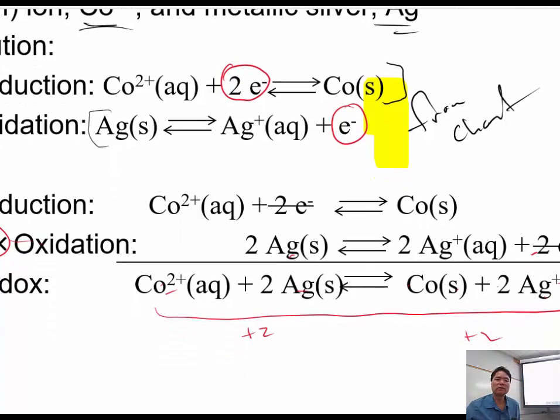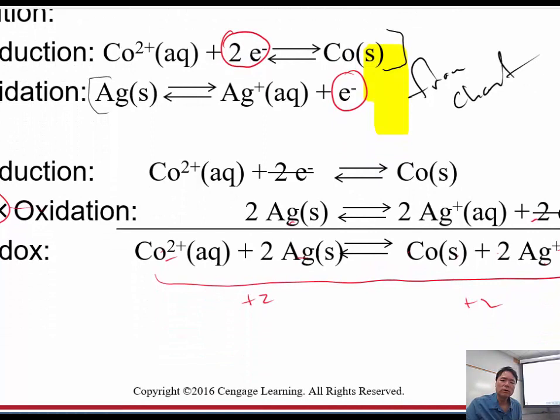And then we look for driving force. And so going forward, cobalt gains electrons. It goes from 2 plus to 0. So this is my oxidizer going forward. And this is the reducer going forward because silver goes from 0 to +1, so it lost electrons. Now going backwards, silver plus gains electrons. And so this will be the oxidizer going backwards. And cobalt loses going backwards.